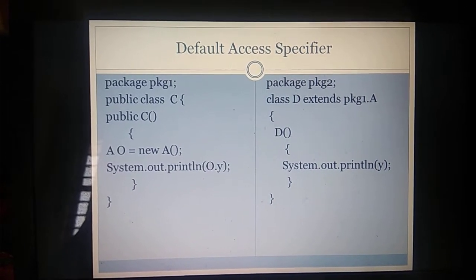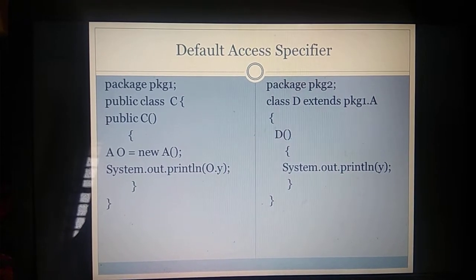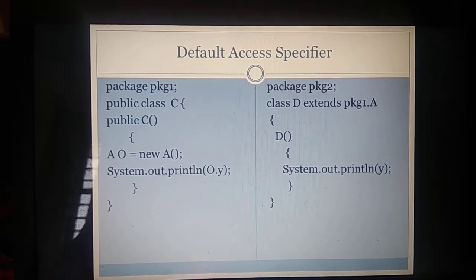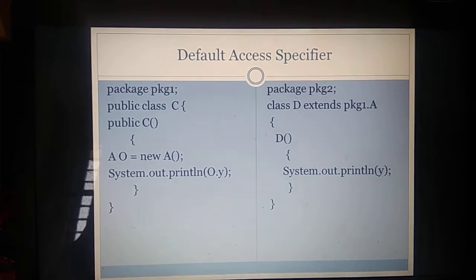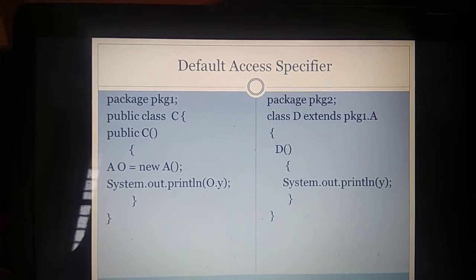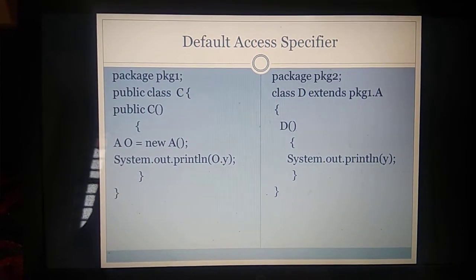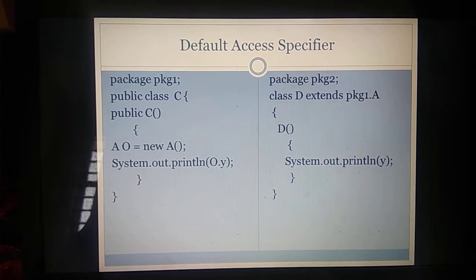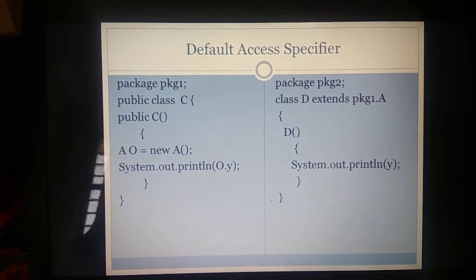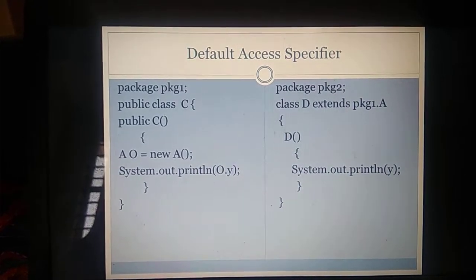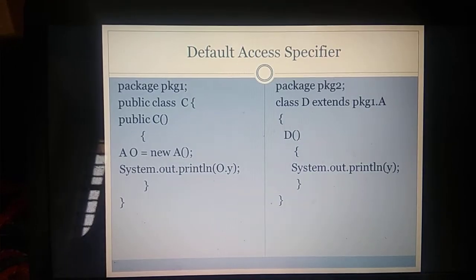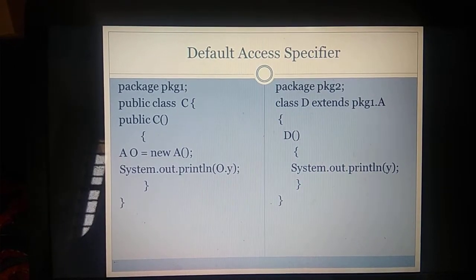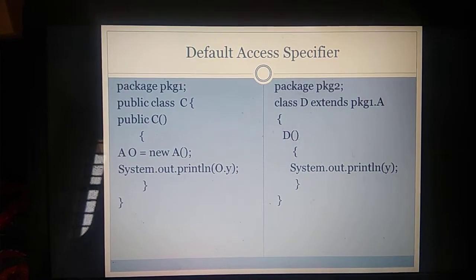So the right hand code will not work, it will show an error because it's not possible to access the package 1 default variable inside package 2. You have to be clear in this statement. In this code we are extending the base class A, which is inside package 1, in the subclass D. It's not possible to access the base class A default variable in the subclass.